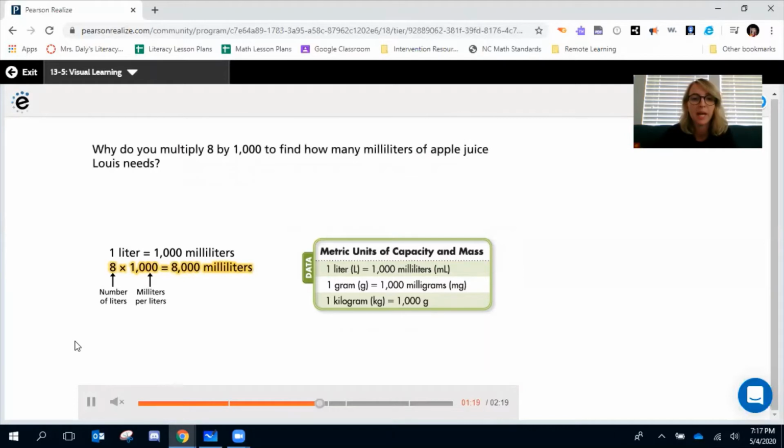Why do you need to multiply 8 by 1,000 to find how many milliliters of apple juice Luis needs? Luis needs 8 liters and 1 liter equals 1,000 milliliters.